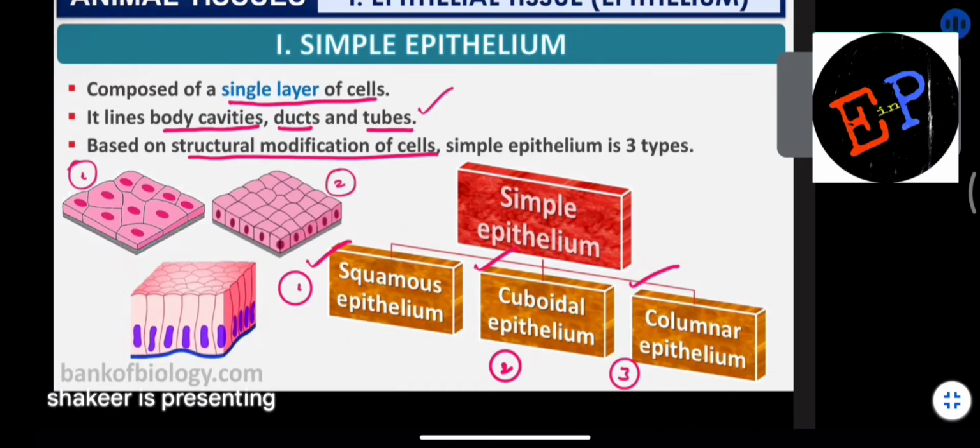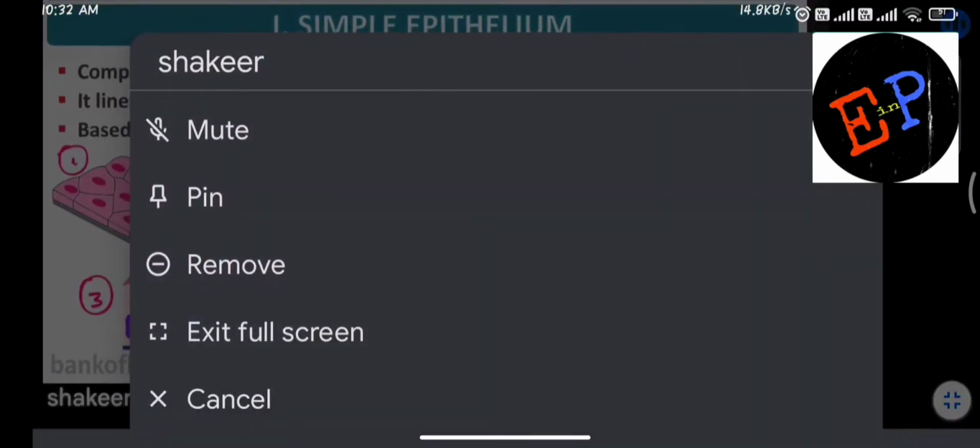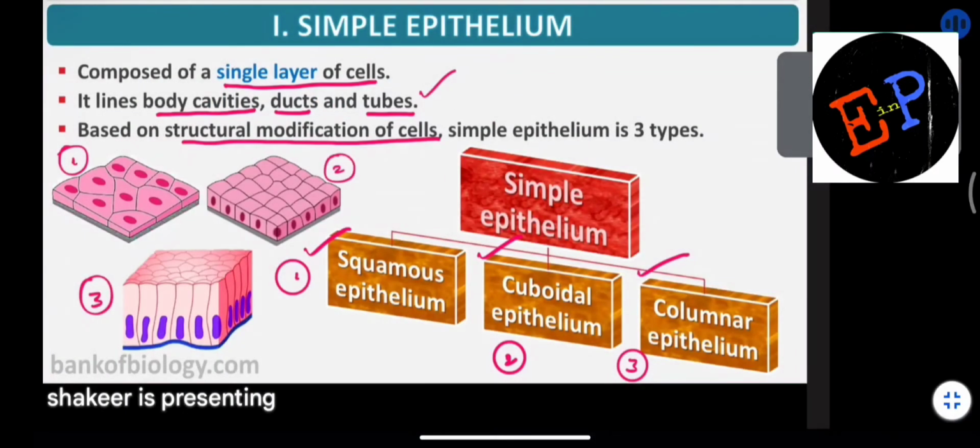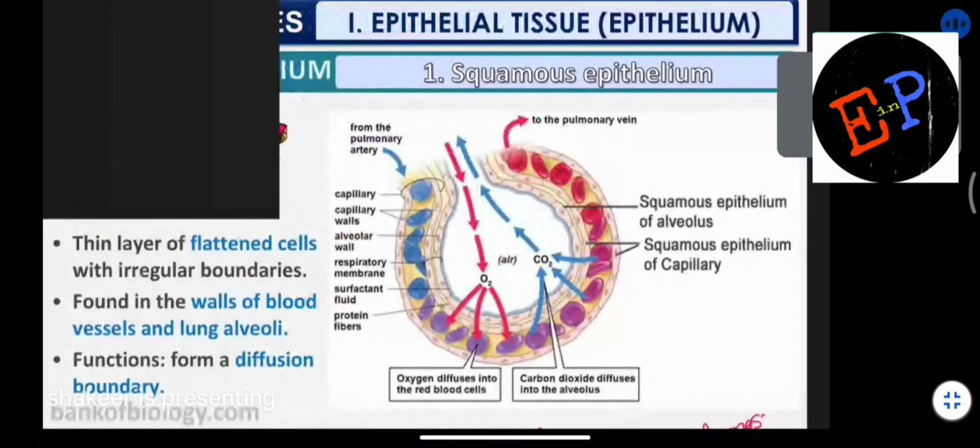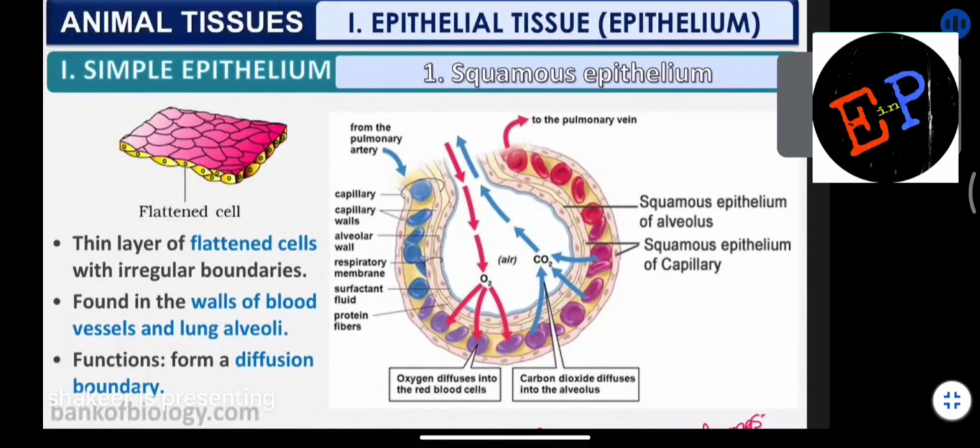Second one is called cuboidal. So cells are arranged in the shape of cubes, no? So that is why it is called cuboidal. And the third one is called columnar. They are elongated cells arranged in the form of columns. That is why they are called columnar. Clear, no? So then we will study about squamous epithelium.